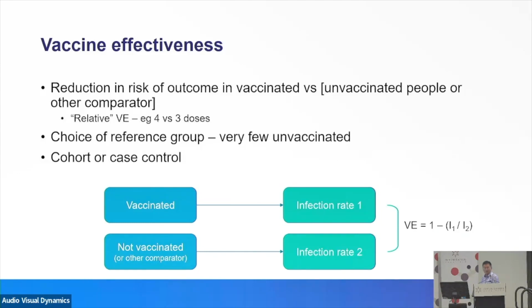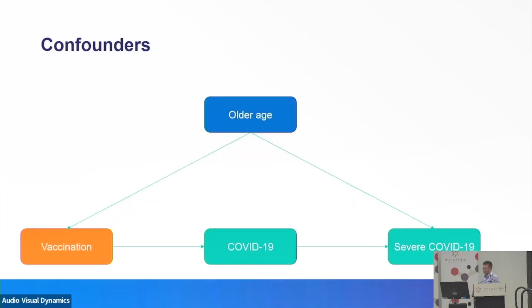It's very hard now to talk about vaccine effectiveness compared to non-vaccinated people, because so few people are unvaccinated, and the characteristics of that group are now quite different to the rest of the population. So we often are looking at what we term relative vaccine effectiveness. So what is the advantage of 4 versus 3 doses, and so on.